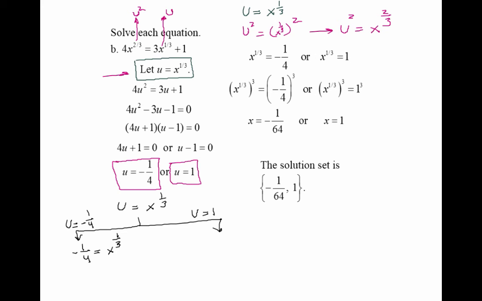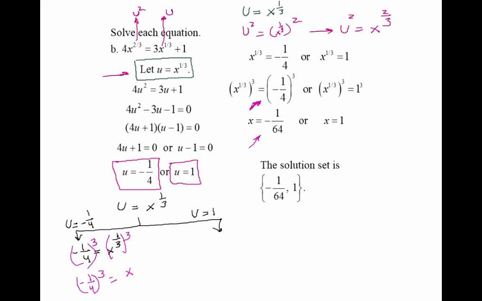To solve for x, I have to eliminate that 1 over 3. All I have to do is raise both sides of this equation to the power of 3. If I raise this to the power of 3 and this to the power of 3, then I can solve for x. This is how I get x. So x would be equal to minus 1 over 4 to the power of 3, and that's what we have here. X is equal to minus 1 over 4 to the power of 3, which is equal to minus 1 over 64.